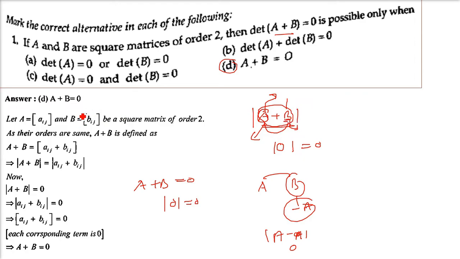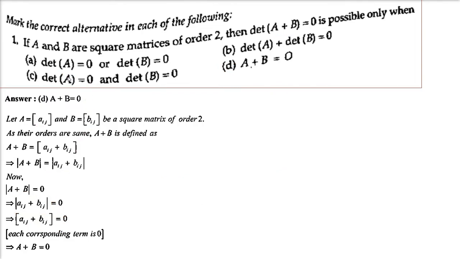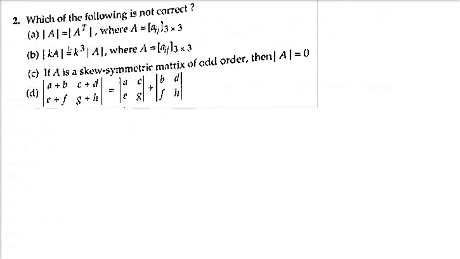Now you can understand it like this also. You can have A and B different square matrices of order 2, and when you add these and then take the determinant, if the determinant is 0, that means Aij plus Bij equals 0. Addition of each element has to be 0.